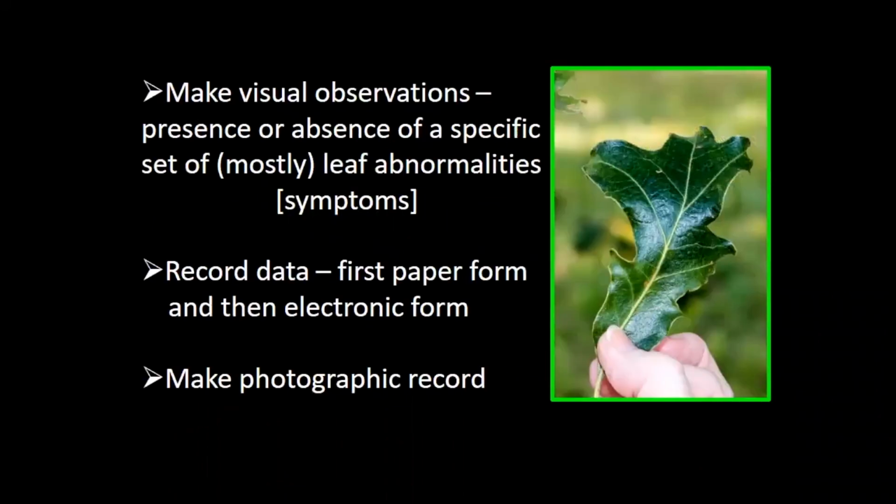So with regard to making observations, we're going to be making visual observations of the presence or absence of a specific set of mostly leaf abnormalities, which we'll call symptoms here. You'll be recording this data on paper forms, and then eventually have an opportunity to transfer that information to an electronic form for permanent records. You'll also be asked to make a photographic record of what you're observing.